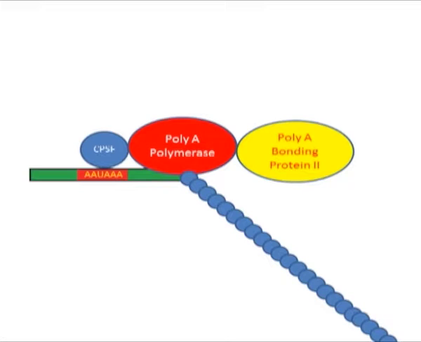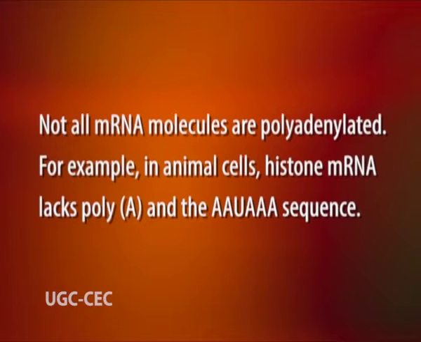PAB2 acts independently of the AAUAAA motif. It depends only on Poly-A and its activity is enhanced by CPSF. Not all mRNA molecules are polyadenylated. For example, in animal cells, histone mRNA lacks the Poly-A and the AAUAAA sequence.